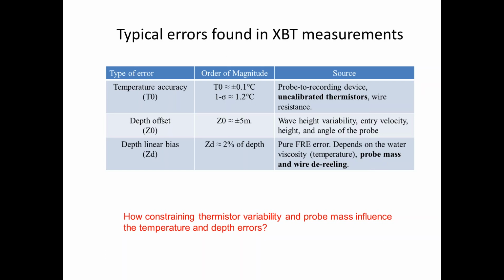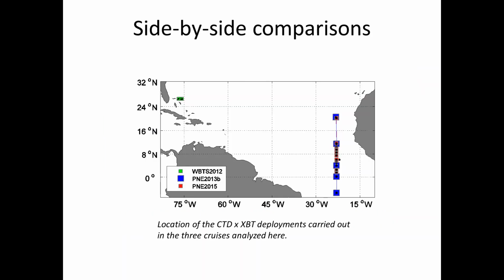So one of the questions that we want to address here is how to constrain the thermistor-to-thermistor variability, and also the probe mass will influence the temperature and depth errors. So we performed some side-by-side comparisons. We have data that we collected during 3 cruises.